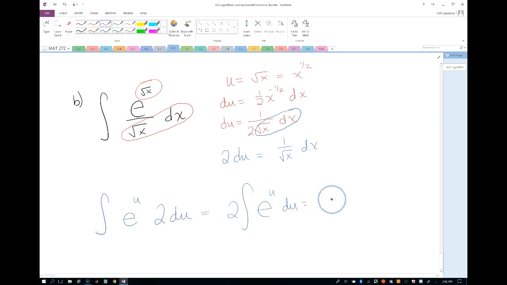The antiderivative for e to the u is e to the u. And the last thing we need to do is just rewrite this in terms of x. u was square root x.